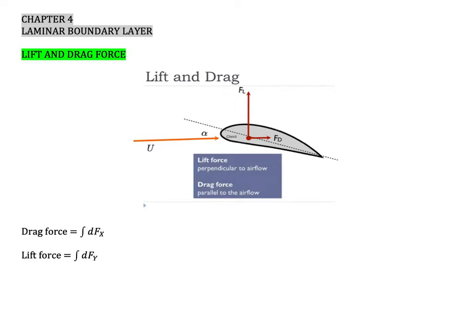Now we start our chapter 4, laminar boundary layer. In this chapter, we will discuss the application of what we learned in chapters 1 to 3. In chapters 1 to 3, we focused on viscosity and so on. Then we calculated, from the Navier-Stokes equation or other methods, the velocity profile.